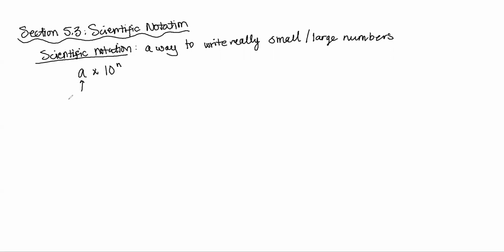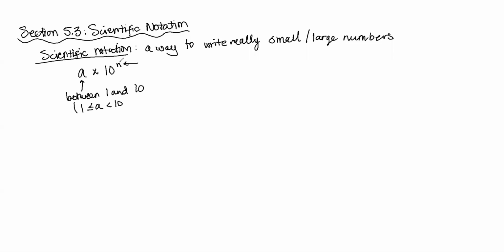And so this a here is going to be between 1 and 10. The other way you might see this written is that a is between 1, so it could equal 1, but it has to be strictly less than 10 because we want it to be a single digit number. So it could be something like 1.5, and it's usually going to have a decimal. But the number in front of that decimal should be a single digit number. So we're not going to have 10, 11, or 12. Those aren't considered scientific notation.